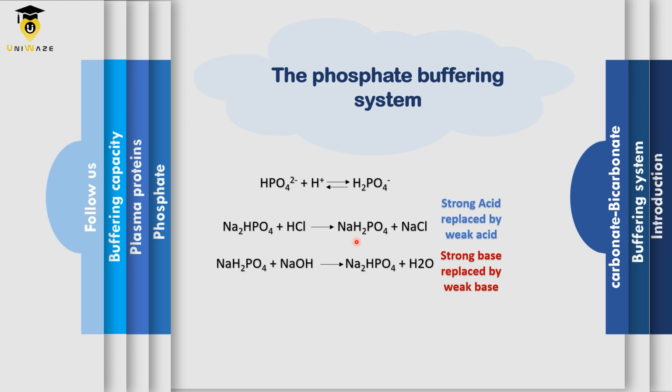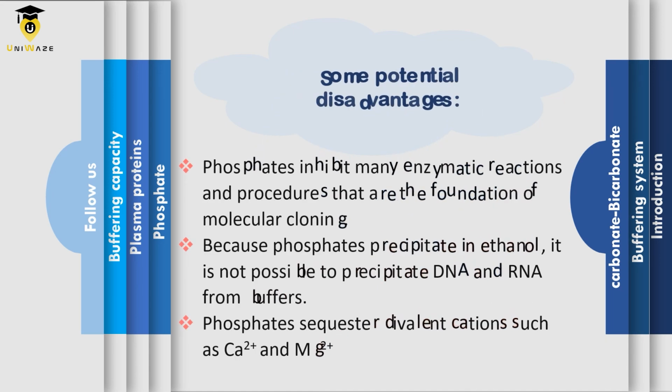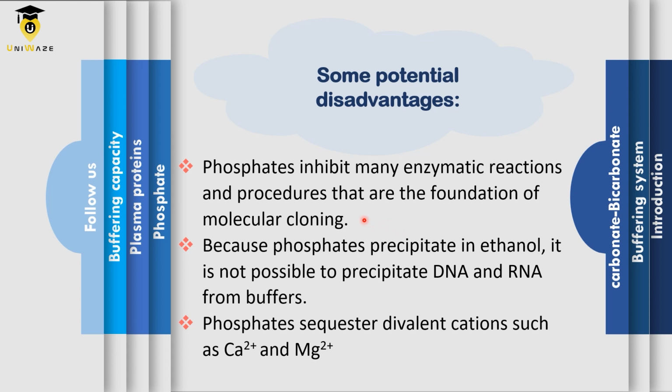However, this buffer has a number of potential disadvantages. Phosphates inhibit many enzymatic reactions and procedures that are the foundation of molecular cloning, including cleavage of DNA by many restriction enzymes, ligation of DNA, and bacterial transformation. Because phosphates precipitate in ethanol, it is not possible to precipitate DNA and RNA from buffers that contain significant quantities of phosphate ions. And of course, phosphate sequesters divalent cations such as calcium and magnesium.